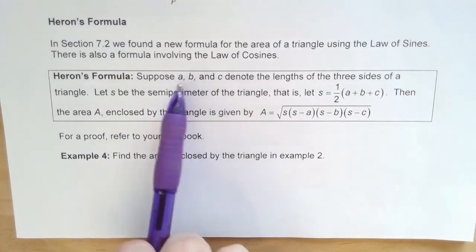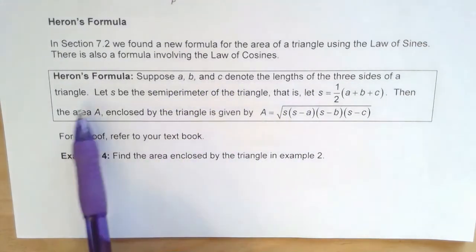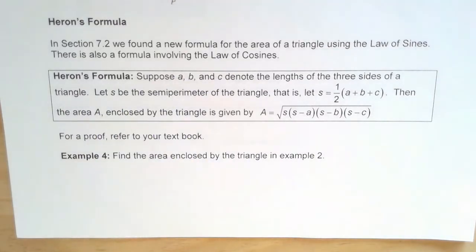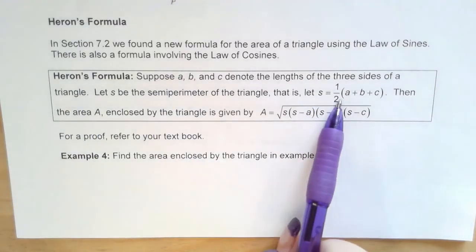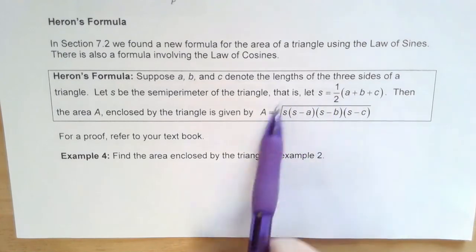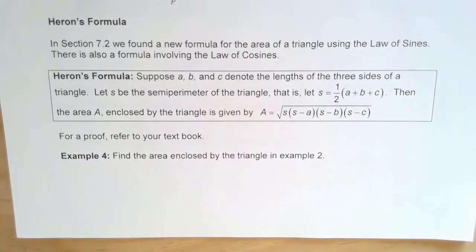Now, here's the idea. Suppose A, B, and C denote the lengths of the three sides of the triangle. Let S be the semi-perimeter of the triangle. So S is 1/2 times A plus B plus C. Then we can find that the area is the square root of this. If you want the proof of this, you can get on the internet and watch a YouTube video of how to get to this equation.